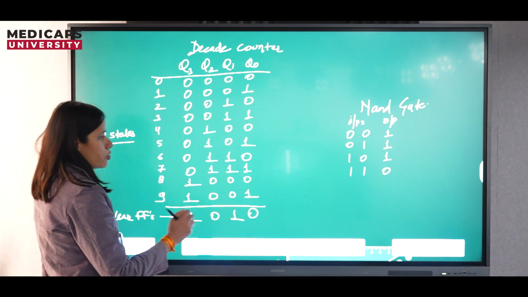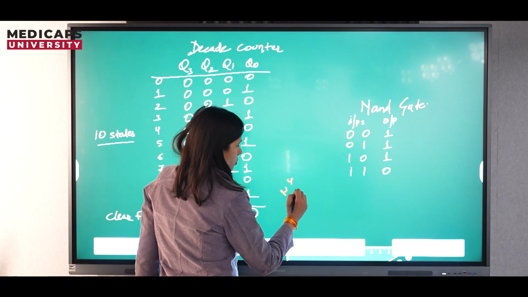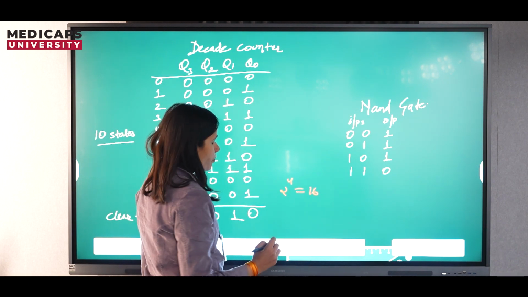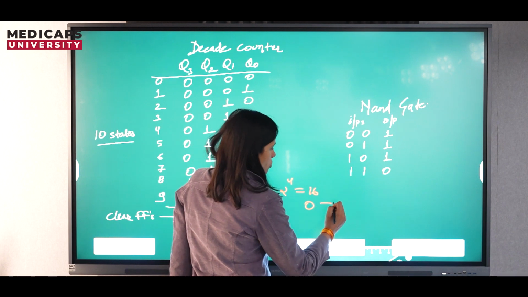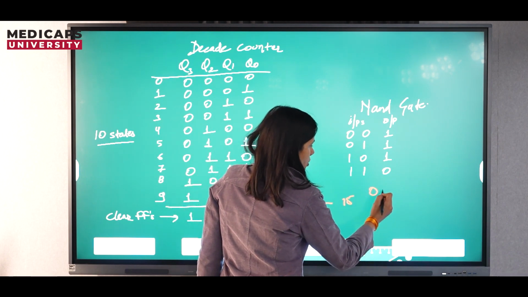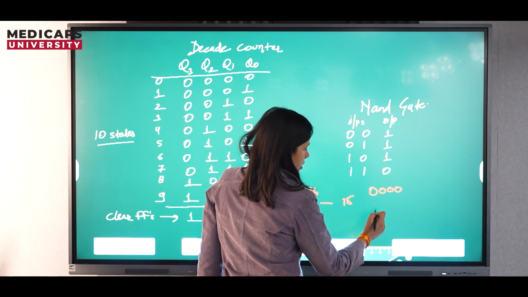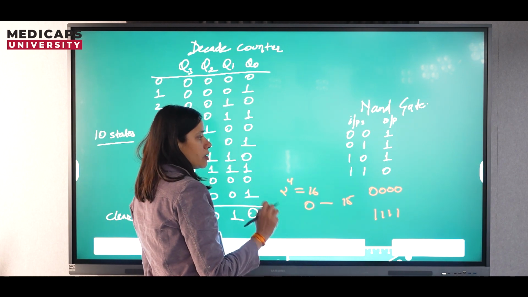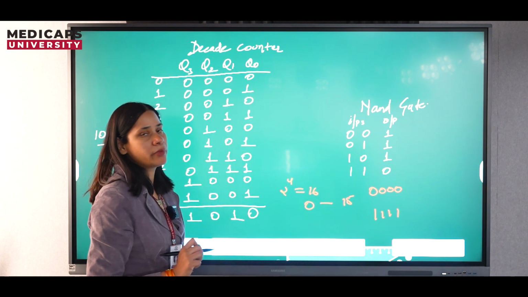Now since this is 4-bit and we know that 2 power 4 is 16, that means a 4-bit binary counter will count from 0 to 15, or 4 zeros in binary up to 4 ones, right? This is what will be done normally by a 4-bit binary counter.